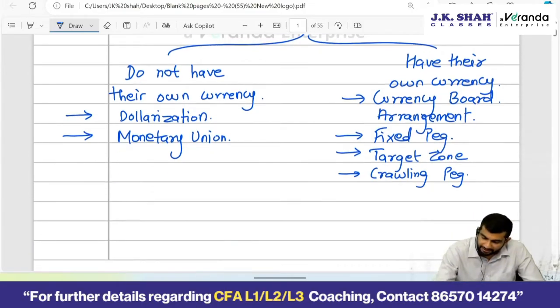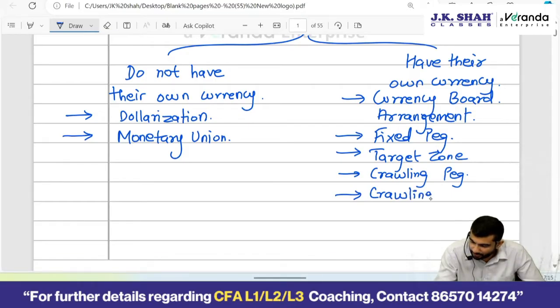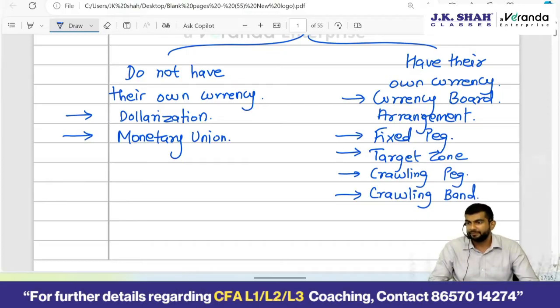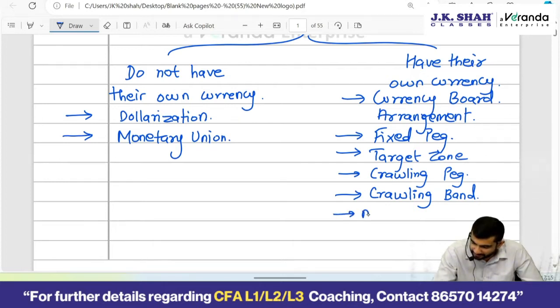Okay, after crawling peg, here also some bandwidth would be allowed, but if you want to have a wider bandwidth, that concept will be called crawling band. Crawling band. Okay, fine. Then there was managed float. Managed float after crawling band.